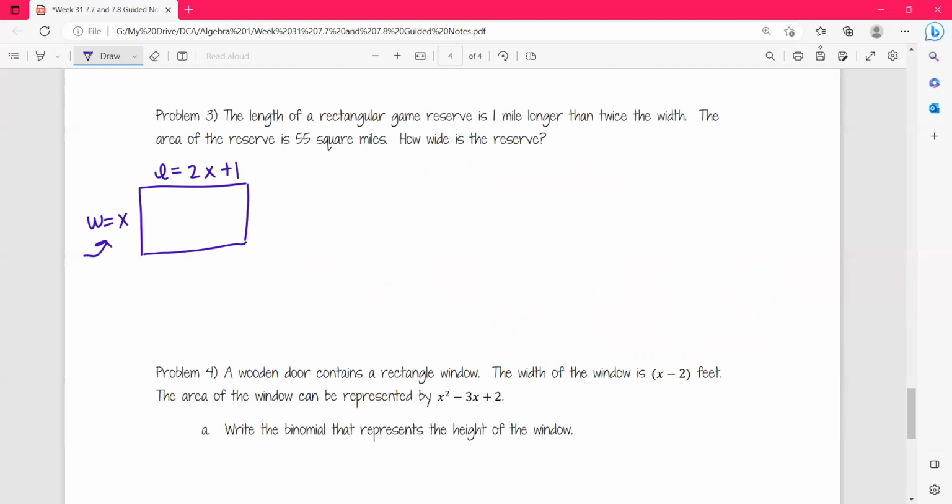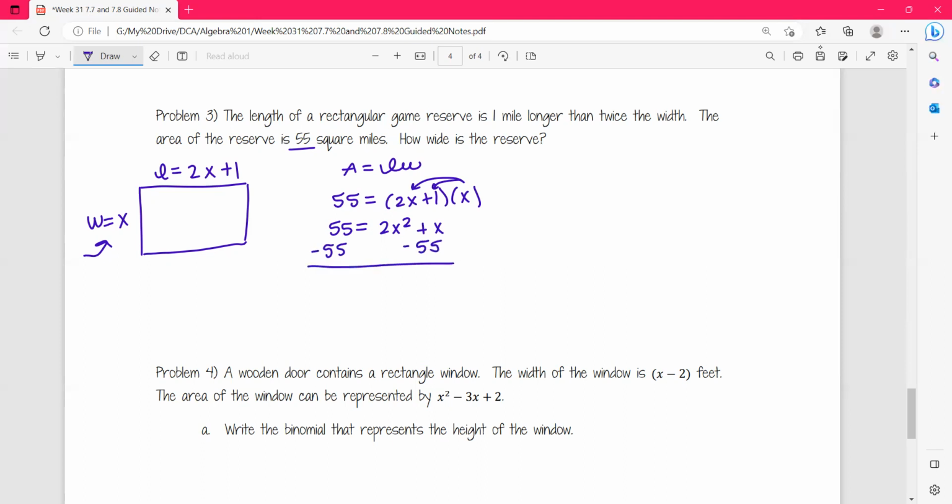So let's write down our formula here. Area equals length times width. They told us the area is 55. The length we discovered was 2x plus 1, and the width is x. And then we're just going to solve this. So let's distribute. If you notice over here, we can distribute this x. So I'll have 2x squared plus x. I can't solve this if I've got stuff on both sides, so I'm going to subtract the 55 over. So I'm left with 0 equals 2x squared plus x minus 55.